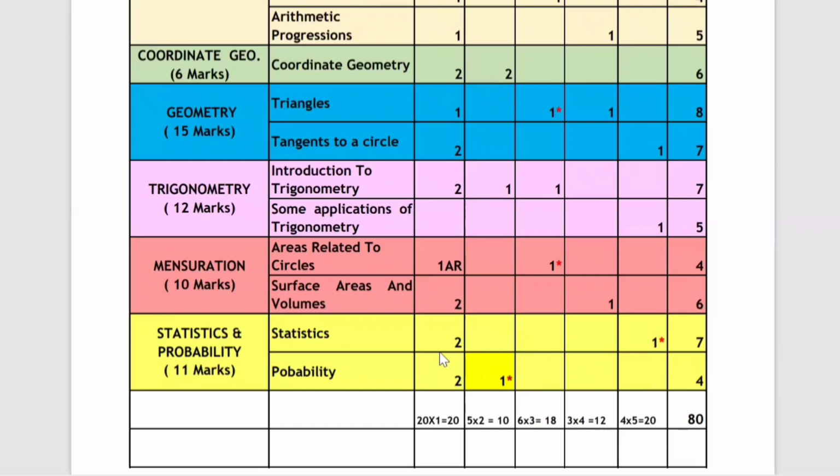If you see the question-wise weightage also: 20 questions of 1 mark each, so 20 marks here. 5 questions of 2 marks each, so 10 marks here. 6 questions of 3 marks each, 18 marks here. 3 questions of 4 marks each, the case-based questions, 12 marks. 4 questions of 5 marks each, that is 20. So in all, the paper is of 80 marks.